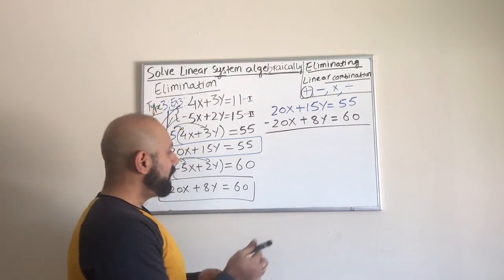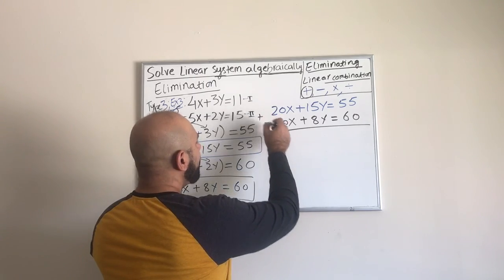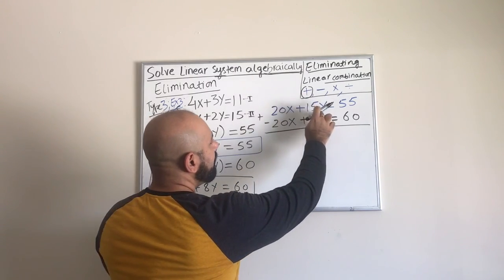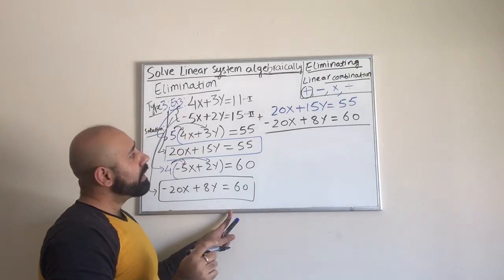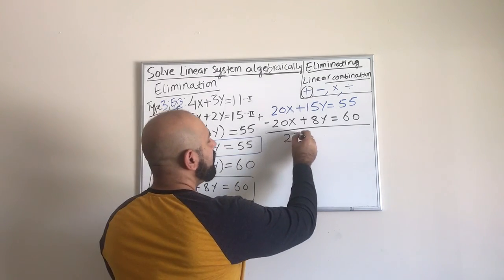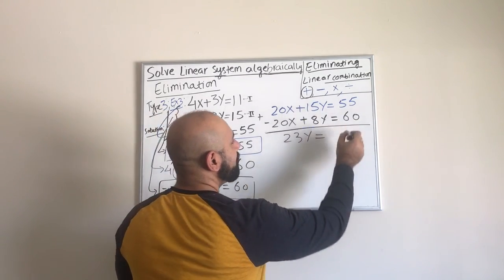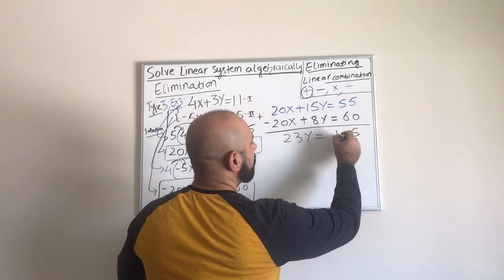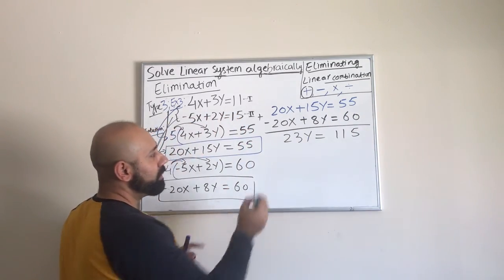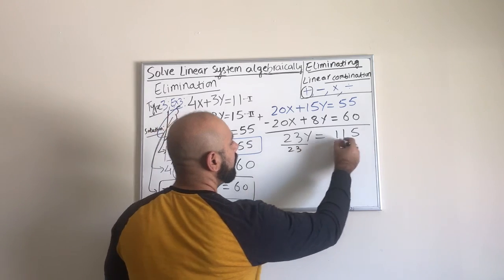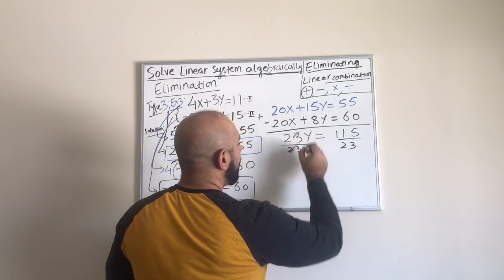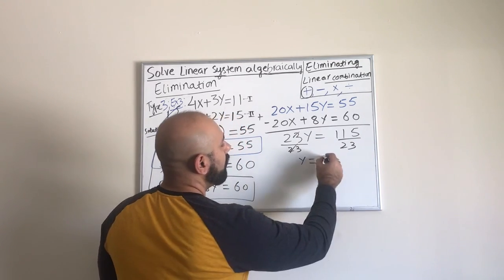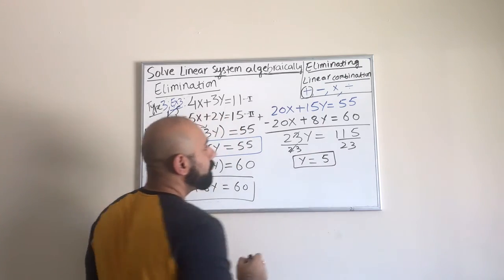Okay, so when I add these two, when I add them vertically, this crosses out, and 15 plus 8 is 23y. And when I add these two, what do I get? 115. And now to get y by itself, I got to divide both sides by 23. This crosses out, so y equals, and when I divide this, I get y equals 5.